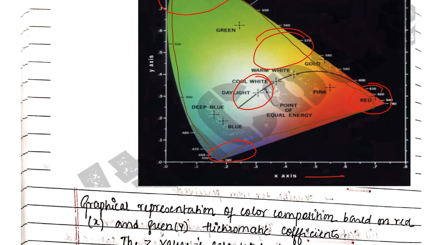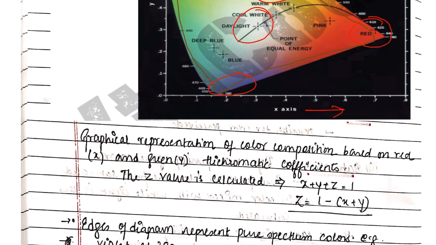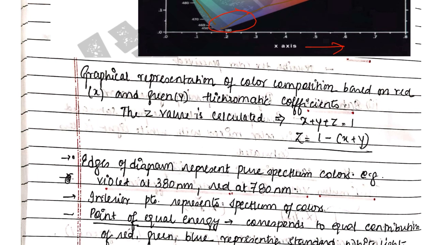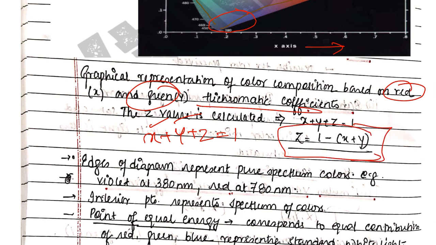This is your x-axis and this one is the y-axis. The graphical representation of a color composition is based on the red and the green color coefficients. To calculate the z value, x plus y plus z is equal to 1. If you have any two components, the third can be derived by simply substituting the values. So z equals 1 minus the bracket of x plus y.